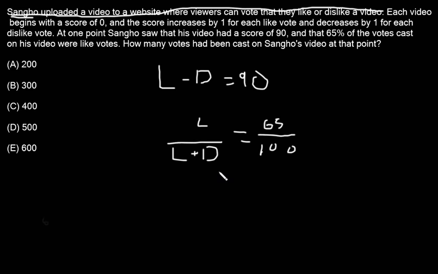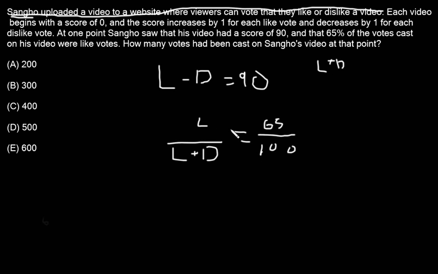And so now we have a system of equations, and we can just solve for L and D. L plus D is going to be the amount of votes altogether, because you can vote either like or dislike, and we're adding our likes and dislikes right here. So let's cross multiply this to get a valid answer.